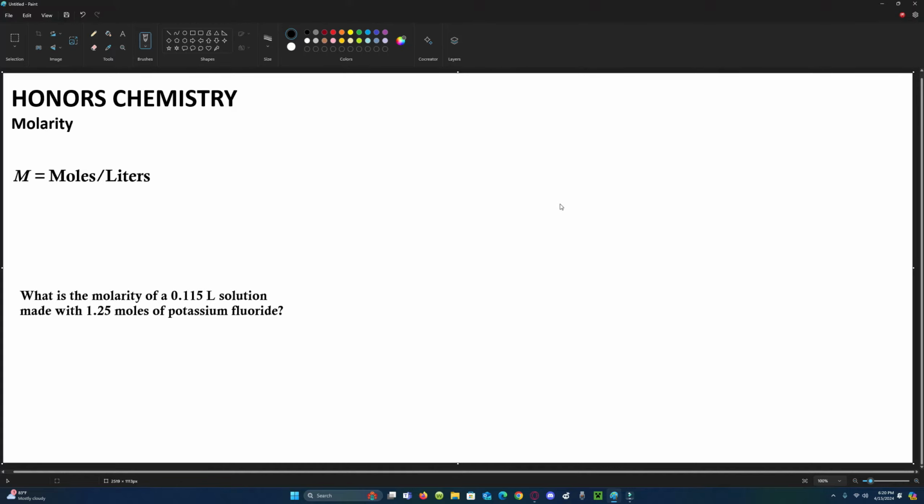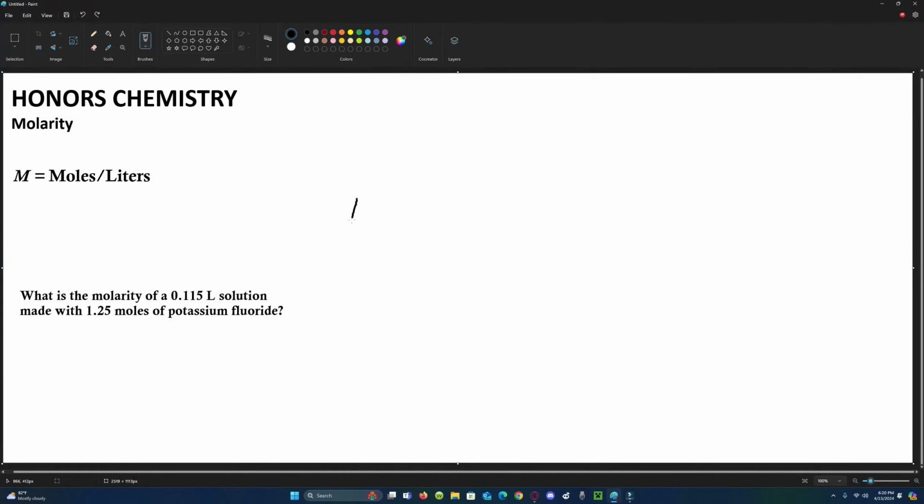As we can see, we have the formula for molarity right here. It is molarity, which is M, equals the moles over the liters. That's what this division sign is. That's moles over liters. So this first question is quite simple. It says, what is the molarity of a 0.115 liter solution made with 1.25 moles of potassium fluoride? So we already have everything that we need here.